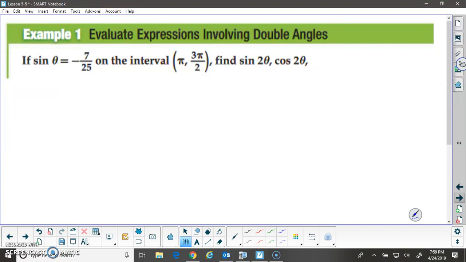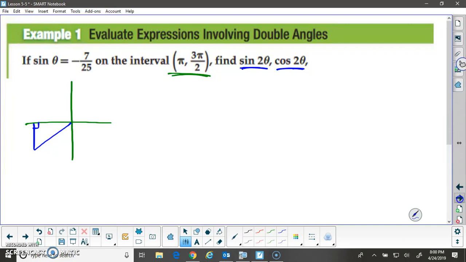It's going to ask us to find the sine of 2 theta and the cosine of 2 theta, and they're going to give us the sine of theta. So the first thing I'm going to do is draw a picture of a reference triangle. This information right here is going to tell me which quadrant to draw my reference triangle. And since it's between pi and 3 pi over 2, I'm going to draw it in the 3rd quadrant.